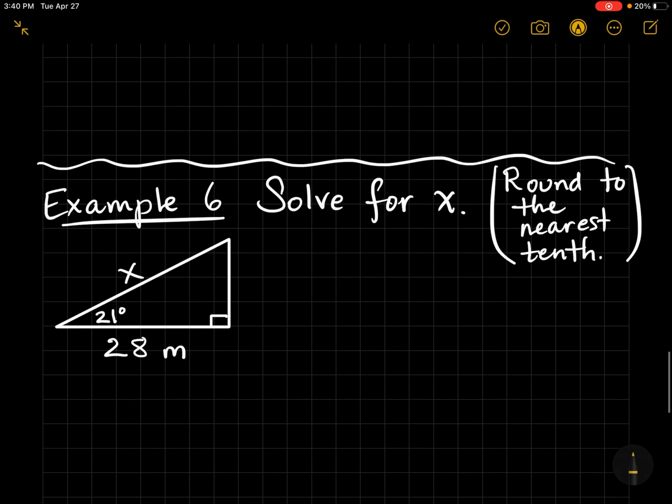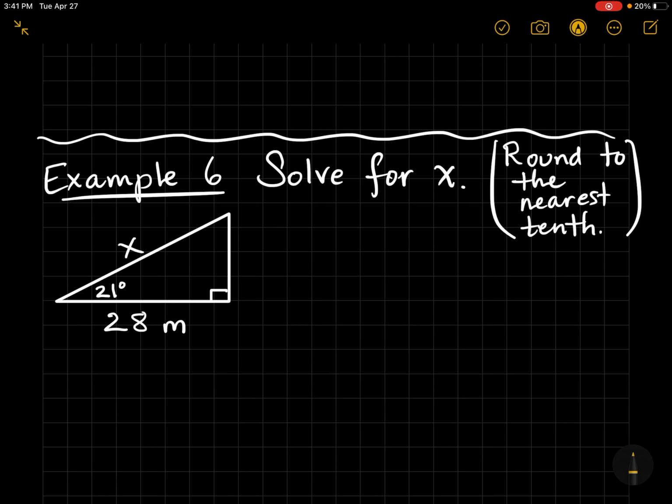Let's find another missing side. Please pause your video and see if you can figure out if this should be sine, cosine, or tangent. Okay, hopefully you looked at the angle and said, I have adjacent and I want the hypotenuse. A and H, if you look at SOHCAHTOA's name, you'll see adjacent and hypotenuse belong to the cosine function.